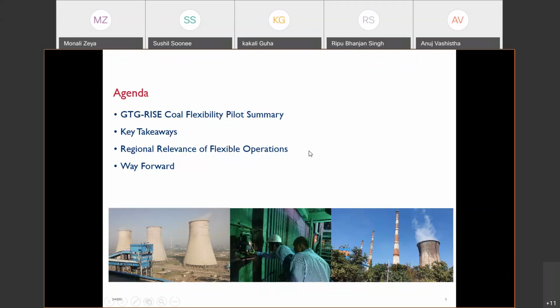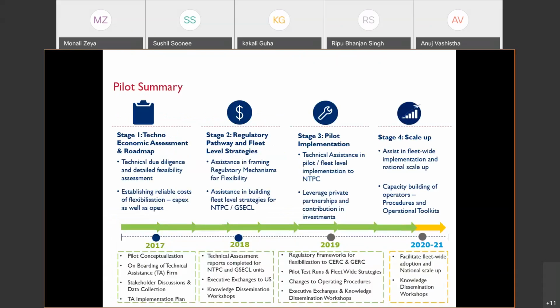The next steps would essentially be to look at what measures and learnings can be disseminated from the Indian subcontinent to these regions, especially in the coal flexibility aspect, which has been making strides over the past 4 or 5 years in India. Next slide, please. As I mentioned, we started way back in 2017. This is a 4-year-long journey that we had while working with NTPC, one of the largest public power generation utilities in India, and one of the state utilities in Gujarat, which is on the western coast of India.